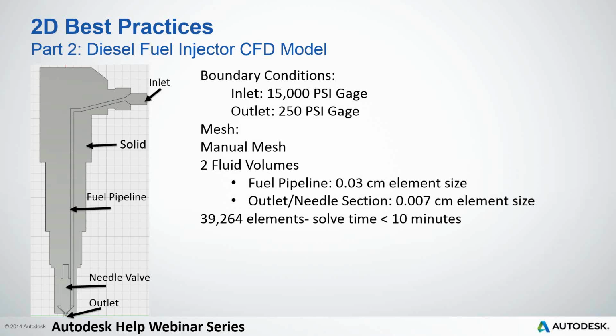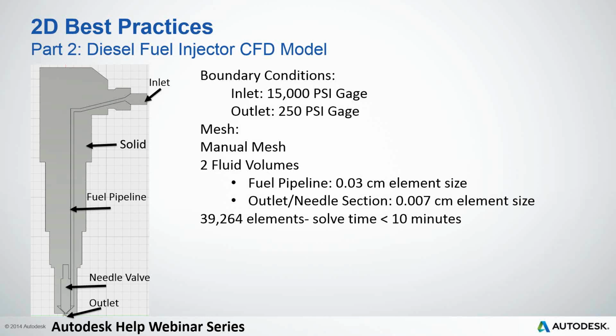I used a manual mesh because I wanted to have enough elements through the thickness of that fuel pipeline. I'm sure everyone knows manual meshing is uniform by default, and it's based off the edge length, so I could specify an edge length. And here with 2D, you can pretty much be greedy with how much mesh you throw on it. You're not going to have solve time problems. In terms of the fuel volumes, there's 2. There's the main one, which is the inlet, the fuel pipeline, all the way down to where the needle valve and outlet sit. And then there's a small one right around the needle valve, which is suppressed in the outlet area. So I had 0.03 centimeter element size on that bigger part up top, and then 0.007 centimeter element size down below.